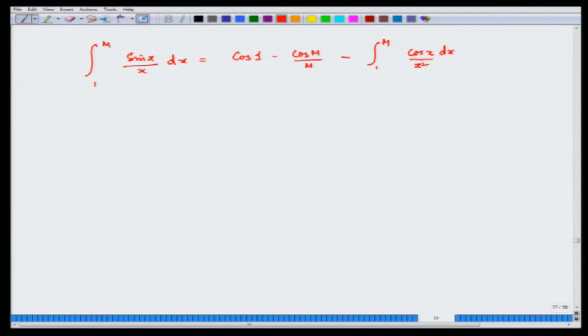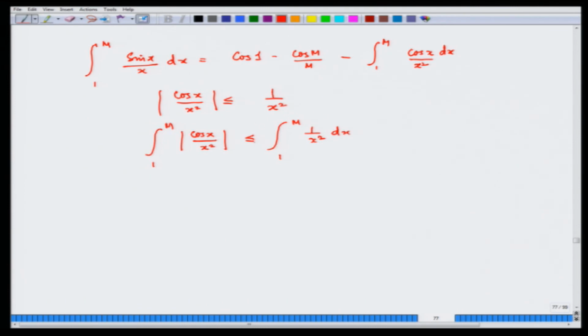Once you get there, what do you have? You observe that this function is less than, because mod cos x is always less than 1, less than 1 by x square. So, the integral from 1 to m, if I take the limit as m tends to infinity, I can do something with it, right. So, this is a number. So, cos m by m, this will be in a 1 by infinity form, and when you take the limit here, you know that this will always happen by Riemann integration.